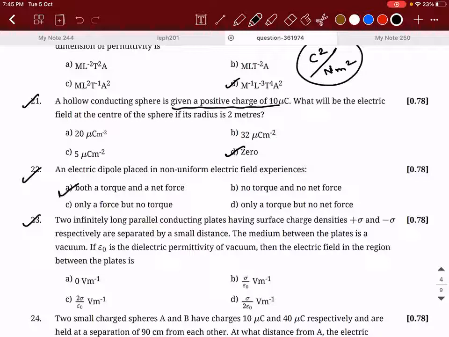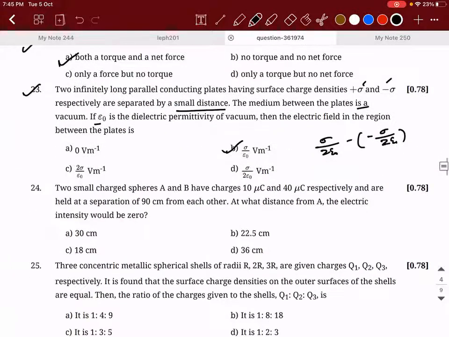23. Two infinitely long conducting plates having surface charge density of plus sigma and minus sigma respectively are separated by some small distance. The medium between the plates is a vacuum and epsilon naught is the dielectric permittivity of vacuum. Then the electric field in the region between the plates is given by. Very simple. Option D, sir. Sigma by epsilon naught. Correct. Because sigma by 2 epsilon naught by positive charge minus of minus sigma by 2 epsilon naught by the negative charge. So both will get added. Sigma by epsilon naught is the answer.